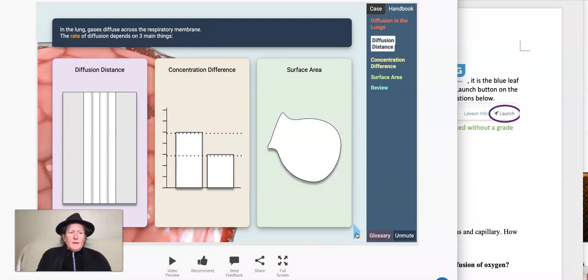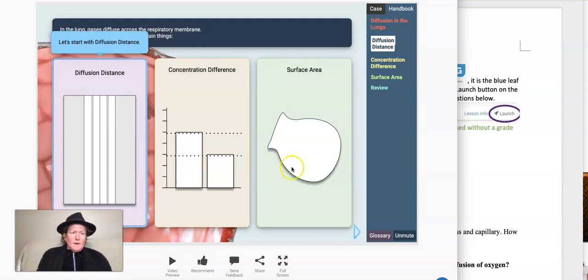So in the lung, gases diffuse across the respiratory membrane, and there are 3 things that make a big difference in how well oxygen gets into your blood. The diffusion distance, so you know that it takes longer to drive a further distance than a smaller distance. If you have to drive several cities away, it's going to take longer than if you just go down the block to the grocery store.